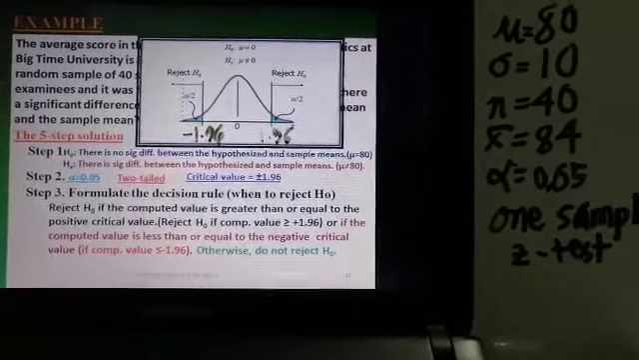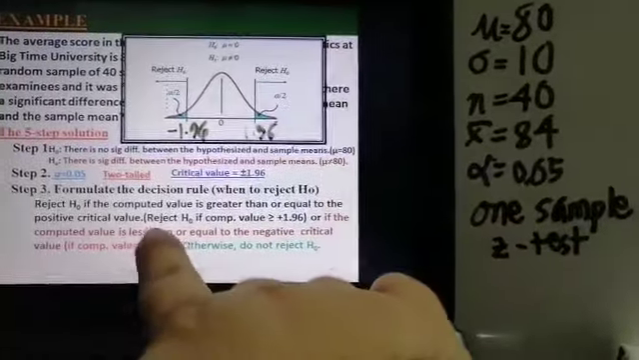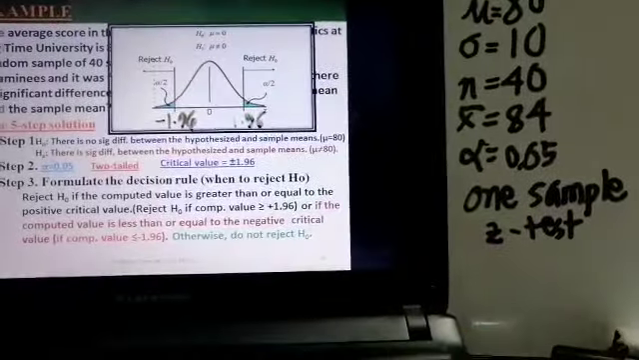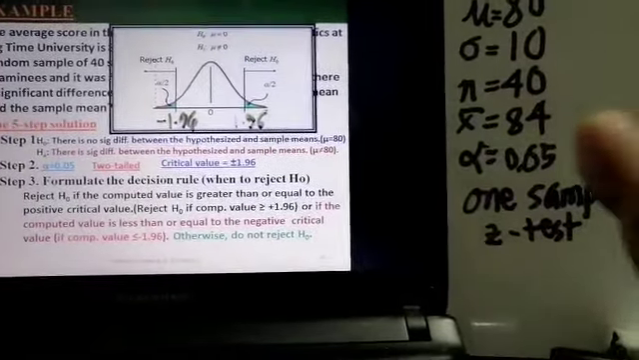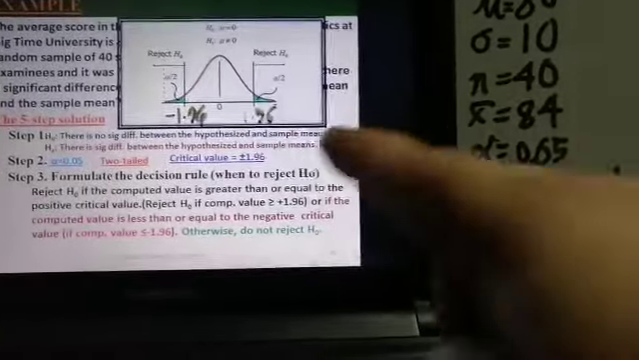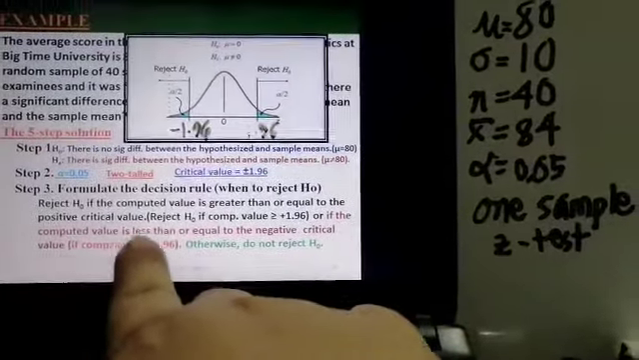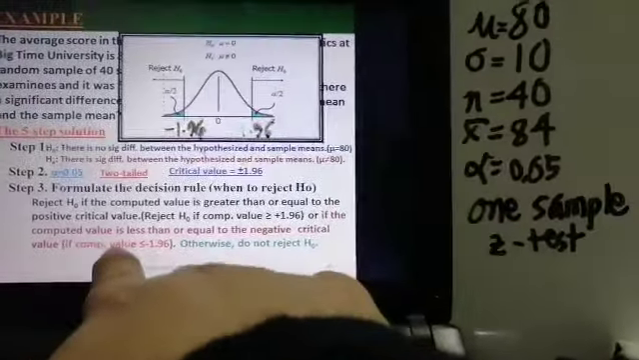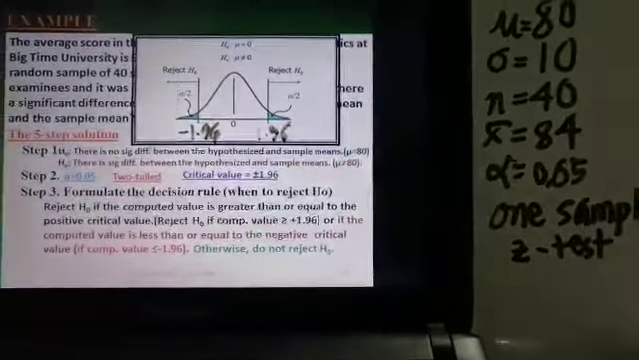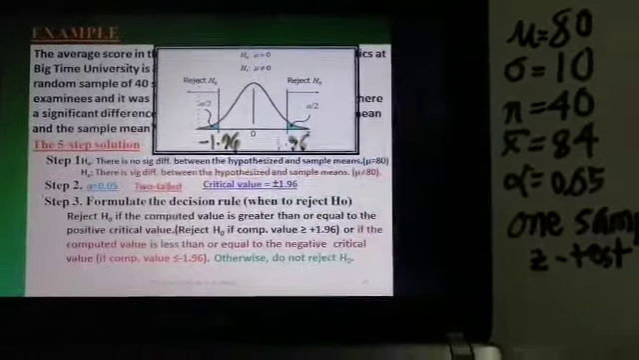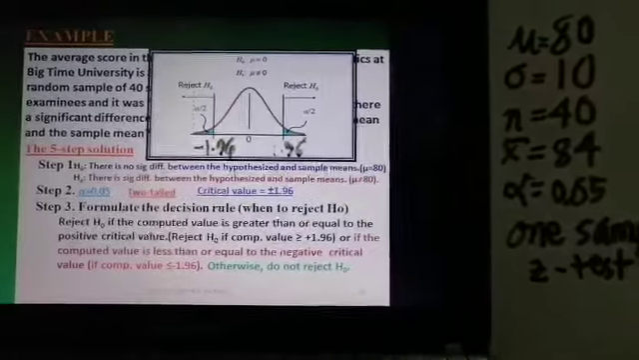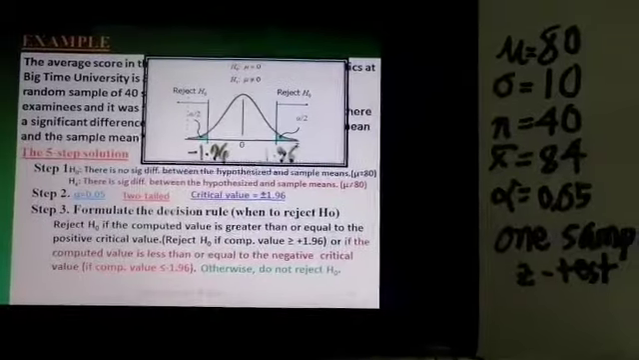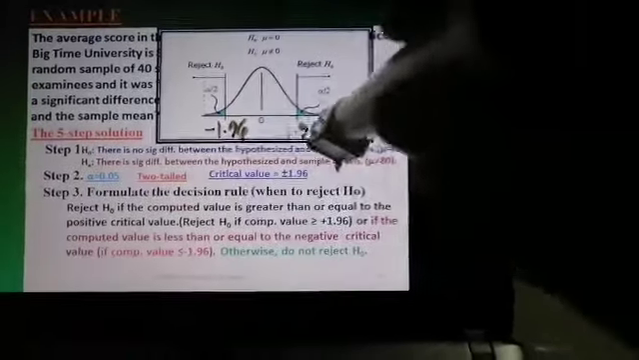So in words, we write that as reject HO if the computed value is greater than or equal to the positive critical value. Or you may simply write that as reject HO if the computed value is greater than or equal to positive 1.96. You have to include that statement. Or if the computed value is less than or equal to the negative critical value, so you may simply write if computed value is less than or equal to negative 1.96. Otherwise, if that is not the case, then you accept HO or you say do not reject HO. Is that clear? I hope that is clear.